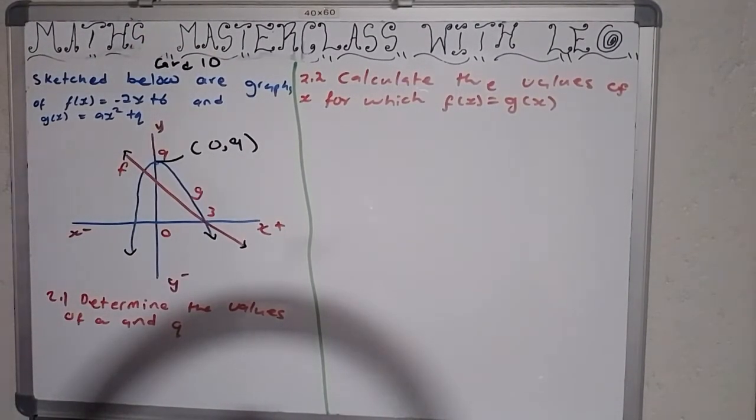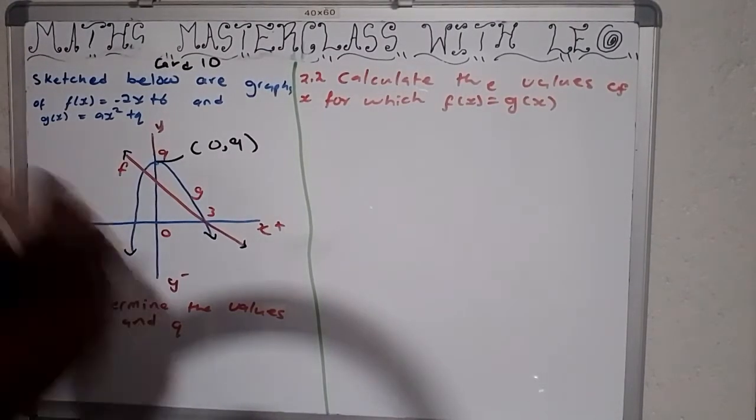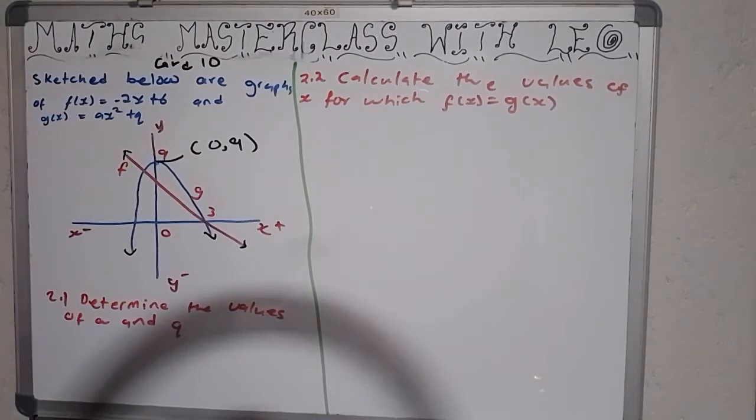This is a problem that I got from one student in grade 10. He or she is having a problem with solving these functions. They say sketched below are the graphs of f of x, which is equal to negative 2x plus 6, and g of x, which is equal to ax squared plus q.